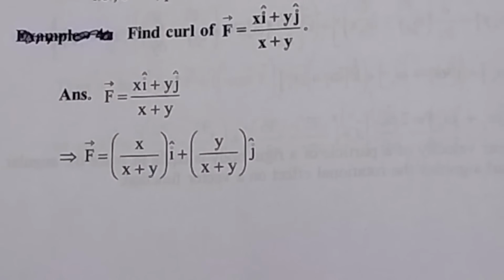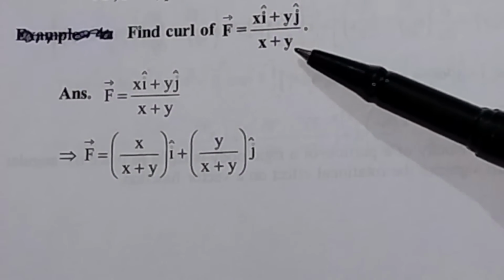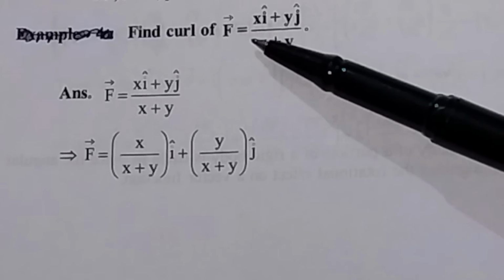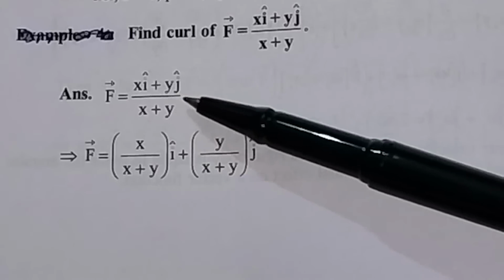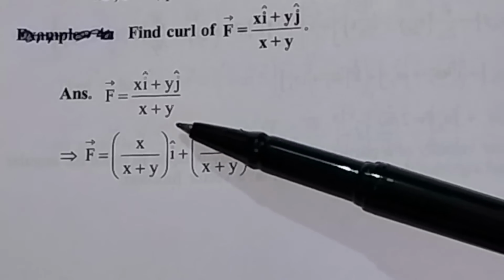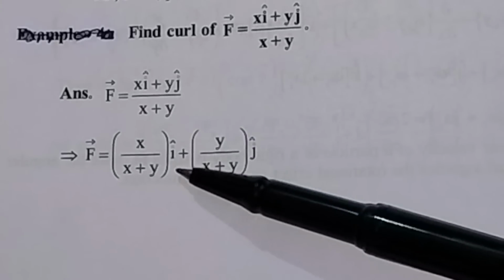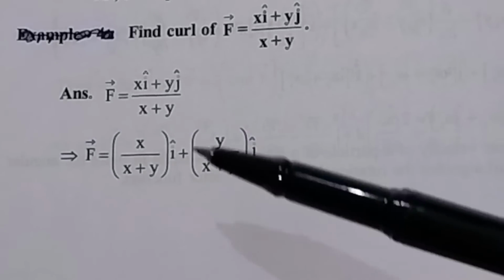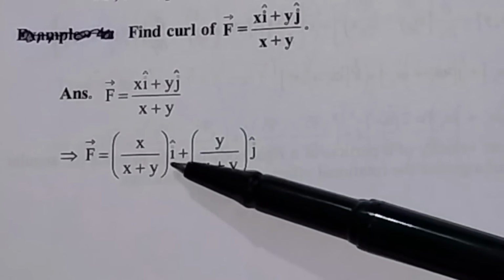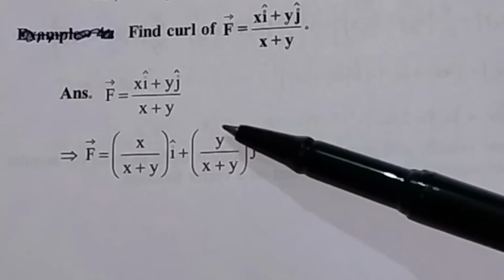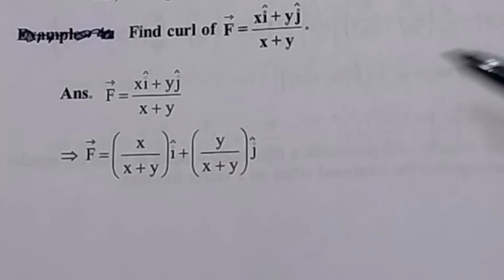Suppose a vector f is given as (x i cap + y j cap) divided by (x + y), and we have to find out the curl of vector f. So the given vector f is equal to (x i cap + y j cap) divided by (x + y), and you separate the vector into its i component and j component. So the i component will be equal to x divided by (x + y) into i cap, and the j component of the vector will be equal to y divided by (x + y) into j cap.